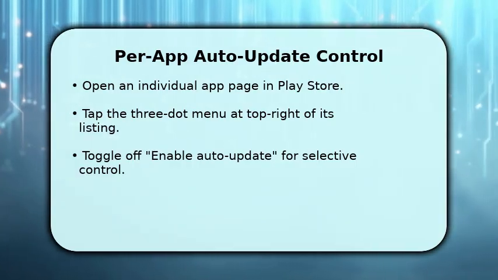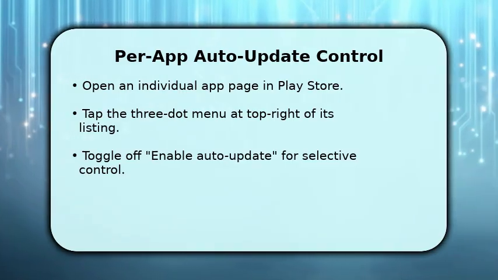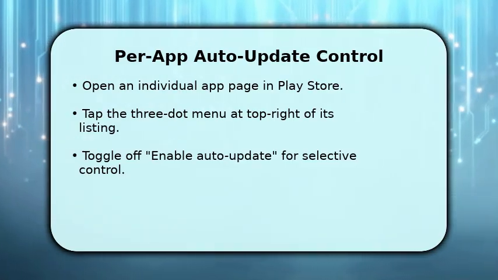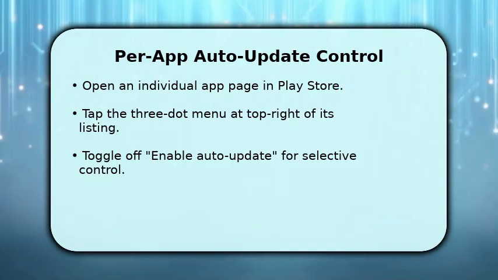This granular control helps you preserve critical app compatibility and manage data usage. Make sure to repeat for all apps you want to lock. Otherwise, they may still update if global setting changes later.